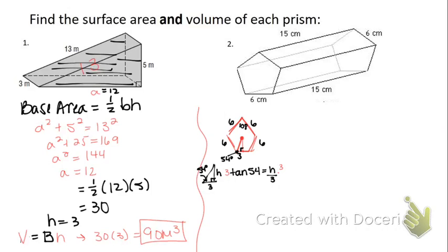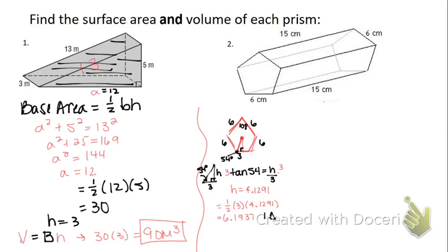Let's do like 3 or 4 decimal places. So h is 4.1291. Okay, so this is that same thing we did last unit. So now we find the area of that little triangle. 1/2 of 3 times 4.1291. What do you guys get? 6.193, something of that nature. This is only one triangle.